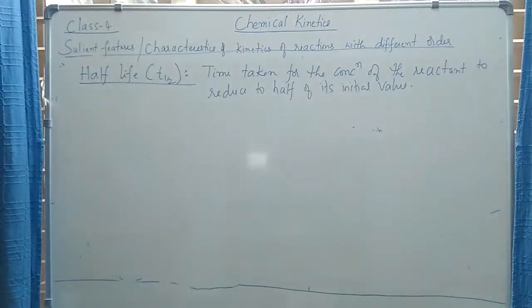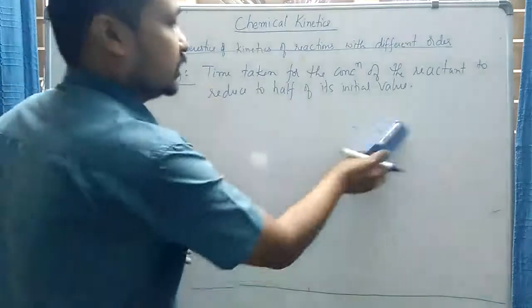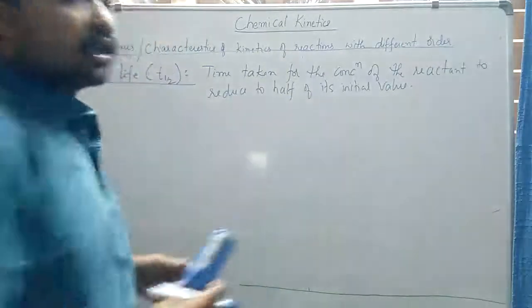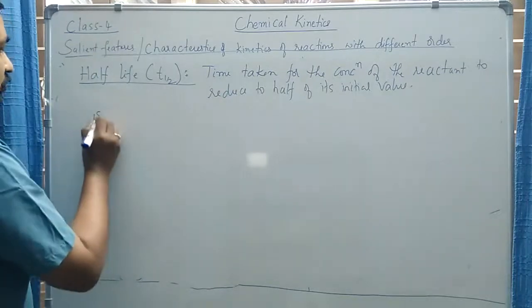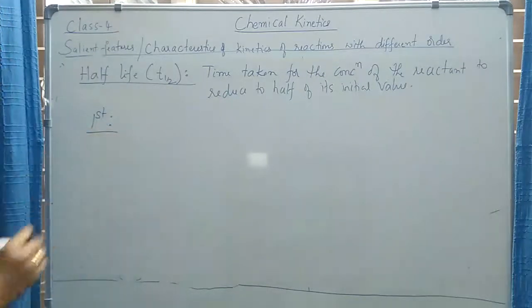Now I will only take the example of a first order reaction. How to find out the half-life of a first order reaction. By using the same procedure, it is possible to find out the half-life of zeroth order, second order, or in general nth order reactions. So first let us take the example of a first order reaction.